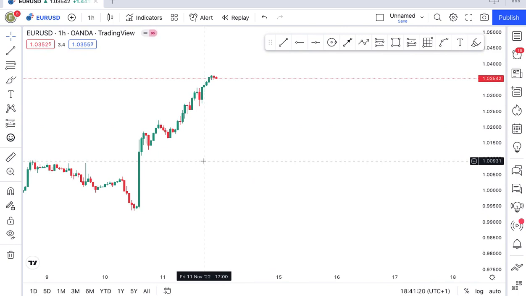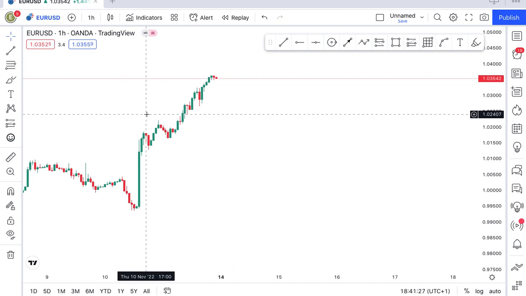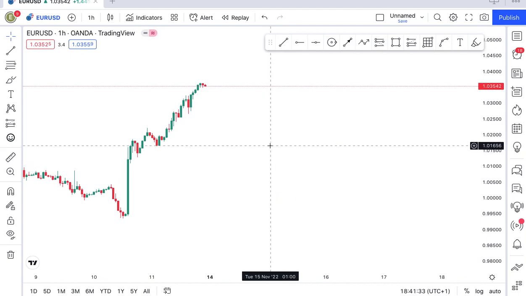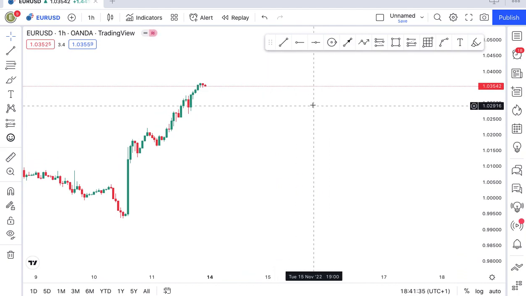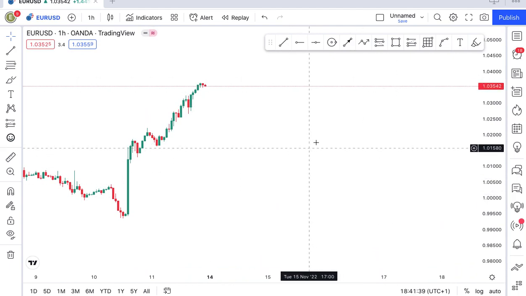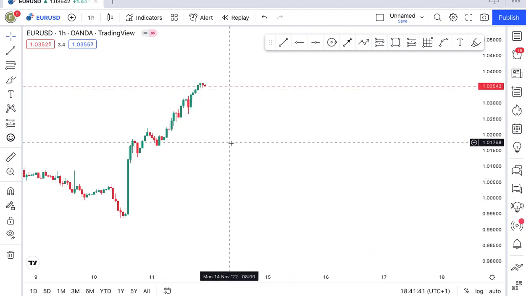So you have two types of order blocks: bullish order blocks and bearish order blocks. The bullish order block is the last bearish candle before the bullish movement that broke market structure higher.